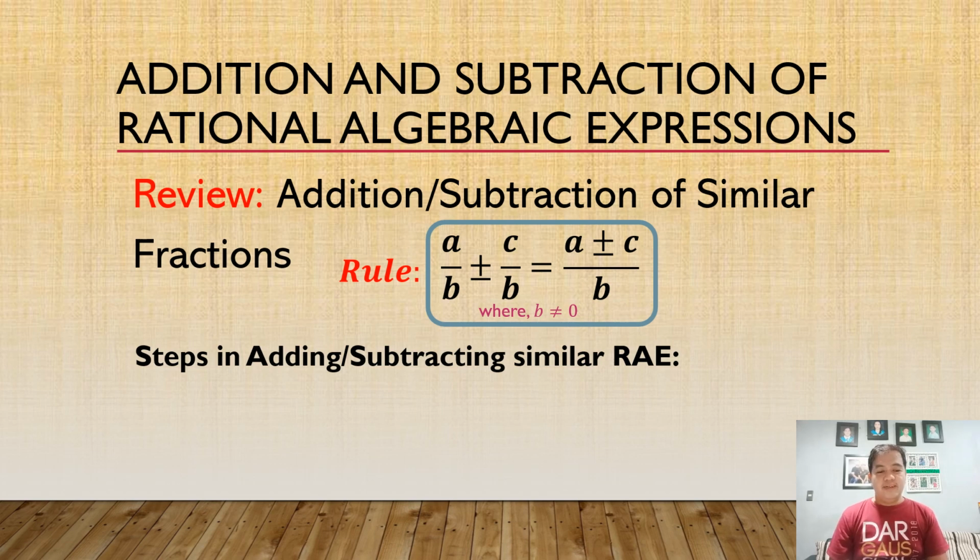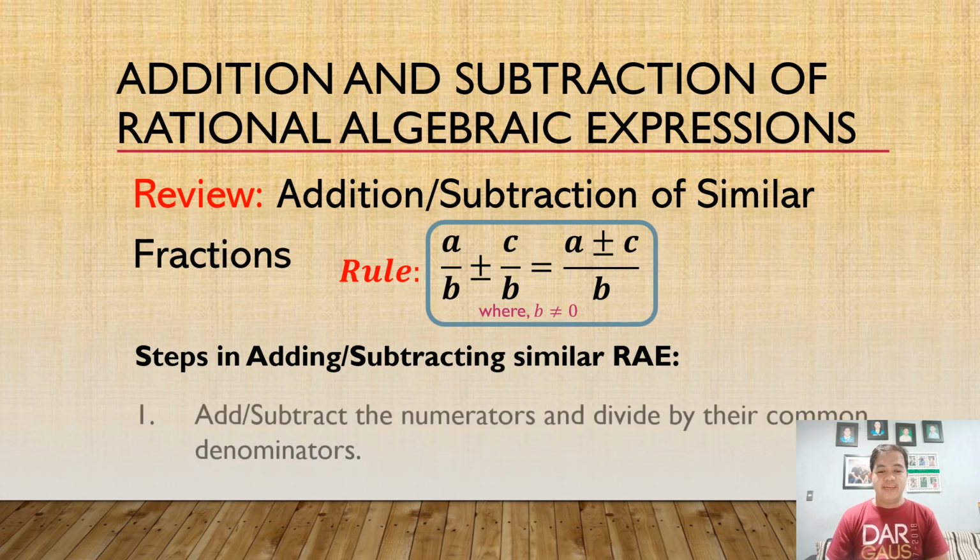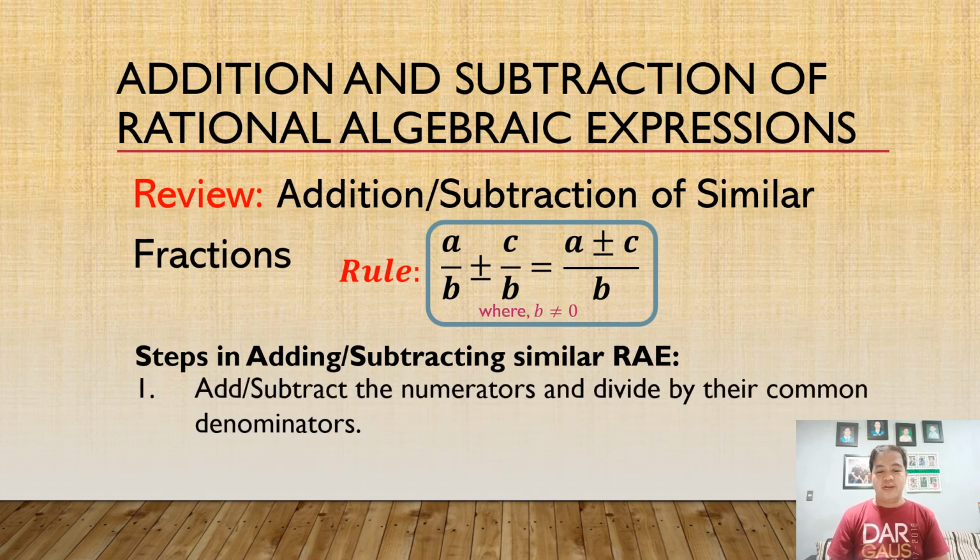Alright. Steps in adding or subtracting rational algebraic expressions or RAE. First one is to add or subtract the numerators and divide by their common denominators. So, i-add lang yung numerators, add or subtract the numerators, tapos divide by their denominators or copy the same denominators. Simplify the result. Okay, so simplify na natin. So, i-add na yung mga like terms.